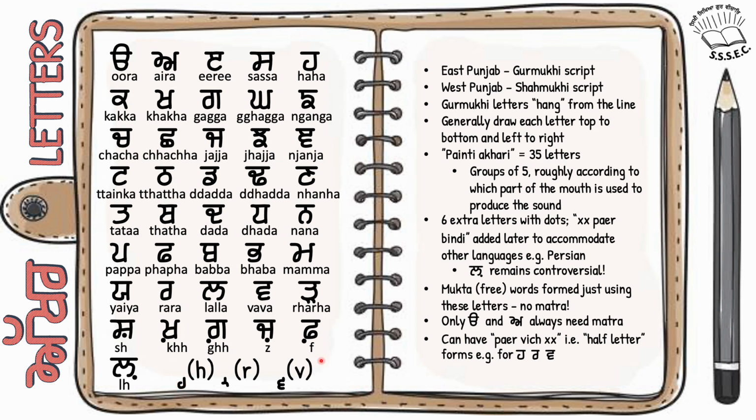And we'll discuss these after we've learnt the rest of the letters. Just one other thing before we move on. These 35 letters here, they're all arranged roughly according to which part of your mouth you're using to produce the sound. Apart from this first line and this last line here, the rest of the lines in the middle, they're all arranged according to which part of your tongue and your mouth you're using.